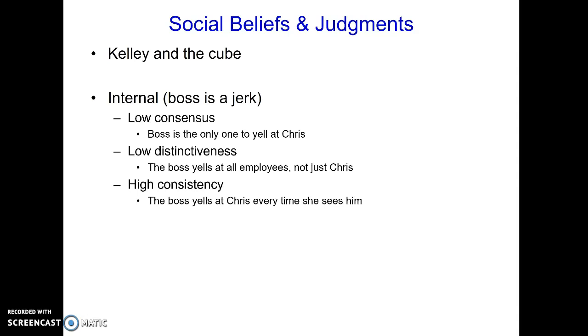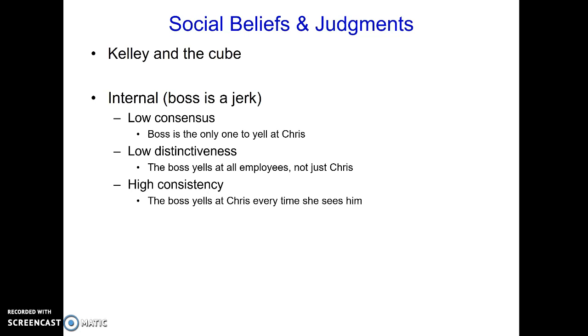You see the boss is only yelling at Chris. She's the only one doing it. No one else is yelling at me. Low consensus. The boss is yelling at everybody, not just me. Low distinctiveness. And whenever you see the boss and me together, the boss is yelling at me. In other words, the boss is a yeller, aka the boss is a jerk. Low consensus: she's the only one yelling at me. Low distinctiveness: the boss yells at everybody. And if you see this multiple times, the boss is always yelling at me.